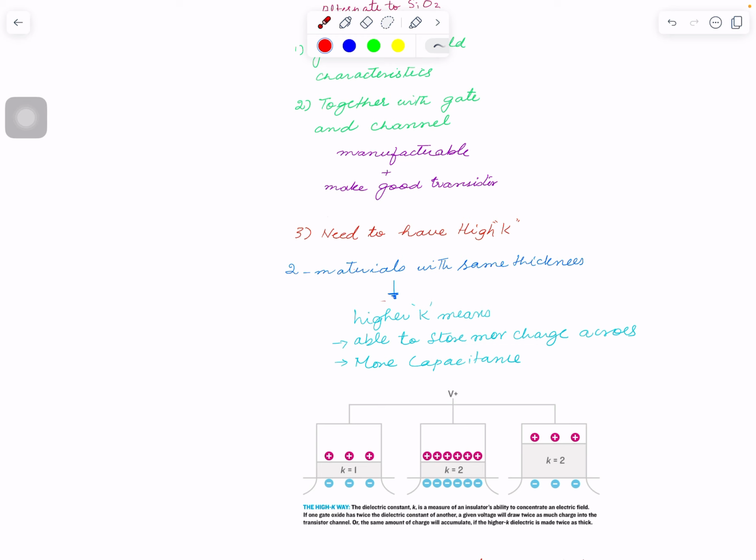So whenever I use a high K material, air or vacuum has K equal to 1. I think K is equal to 4 for silicon dioxide. So we need to find a material which has a lot higher K than silicon dioxide.